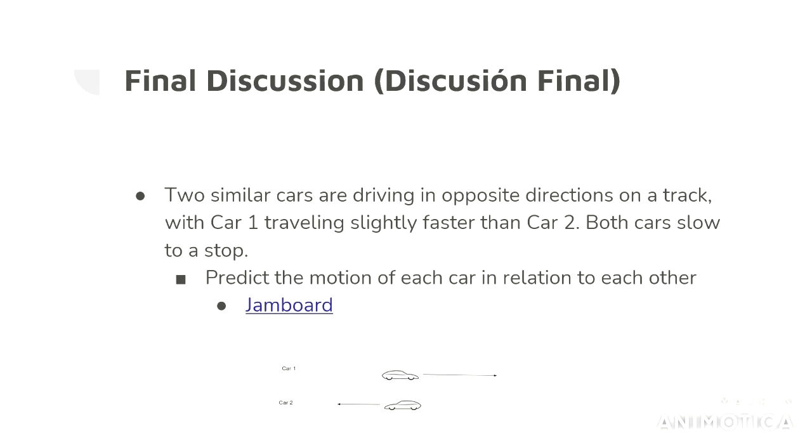So our final discussion is going to have 2 similar cars driving in opposite directions on a track, with car 1 traveling slightly faster than car 2. Both cars slow to a stop. Now you're going to try and predict the motion of each car in relation to each other. There will be some sample answers on the Jamboard, and it would be great if you could add your answer to that as well.